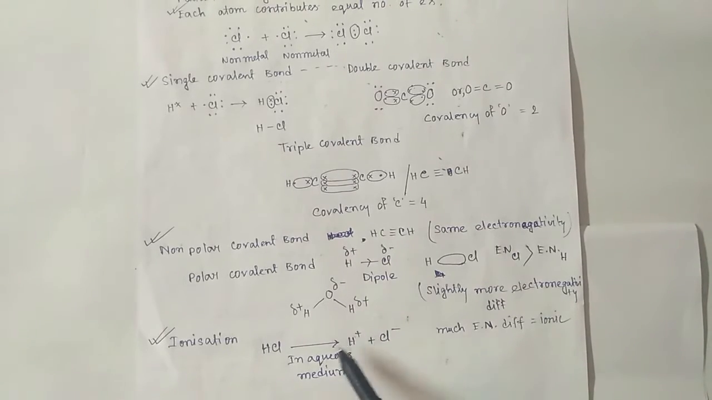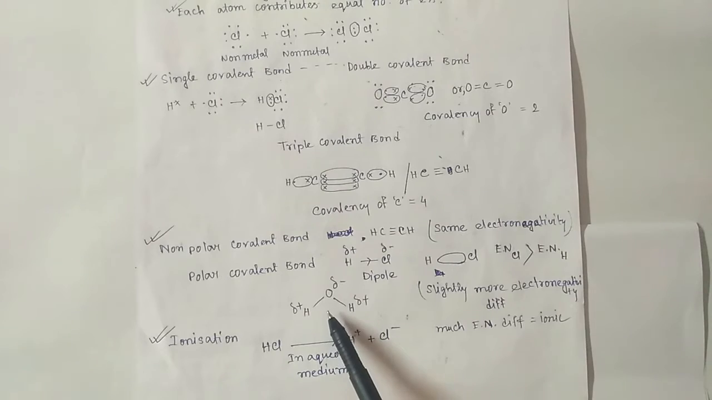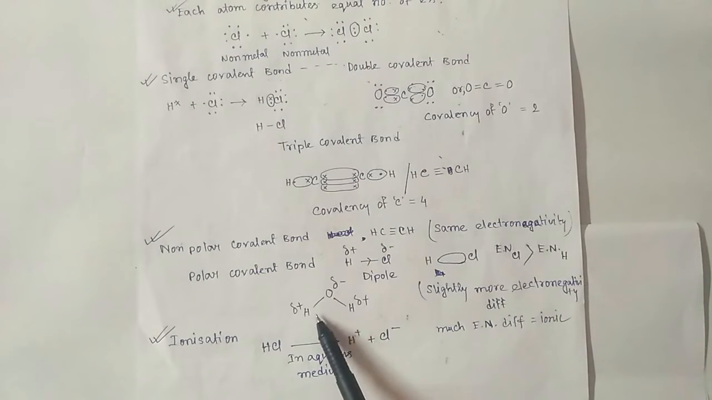Similarly, the same thing happens with the water molecule, where oxygen, being more electronegative, attracts the bonding electron pair of the OH bond towards itself, and thus it gets some negative character, and the two hydrogen atoms get some positive character, and thus create a polar covalent bond.